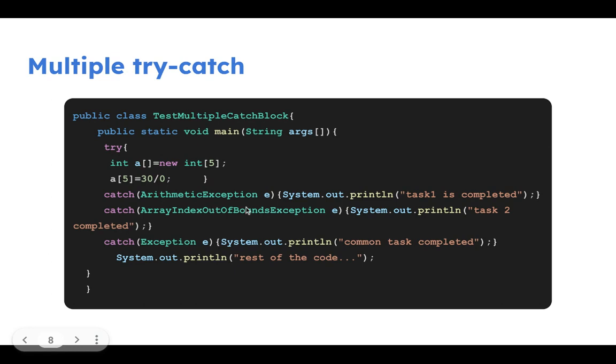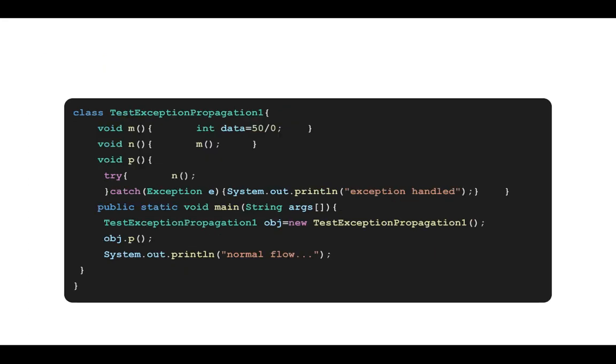In that particular case, we can catch the arithmetic exception, which is divide by zero, and also the array index out of bound exception where we are accessing the array. And in case some other exception occurs, we always have the superclass exception. All these classes, arithmetic exception and array index out of bound exception, are subclasses of exception.